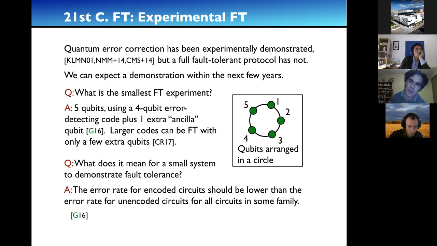Now it may well be that the first real demonstrations of fault tolerance use codes that are much bigger than this 4-qubit code. But you can ask, what is the goal? What should they try to show to prove that they really have a fault-tolerant system in this experiment? The idea is that you should run some family of circuits, and you run them in an unencoded way on your computer, and you also run them in an encoded way using your fault-tolerant protocol. And the error rate for the encoded circuits should be lower than the error rate for the unencoded circuits. That's what it means to be fault-tolerant, that the encoding is actually showing you some improvement in error rate.